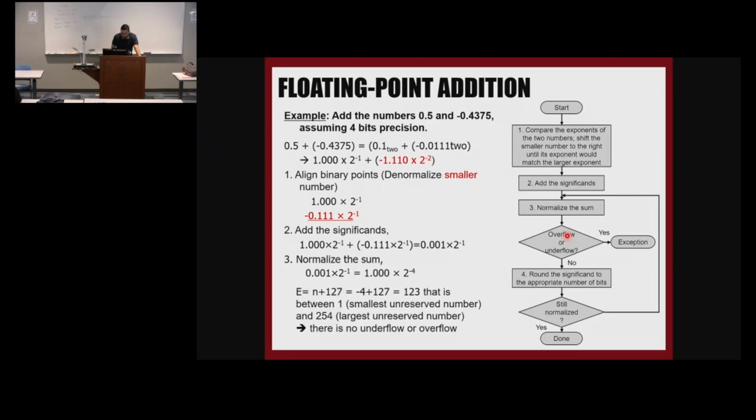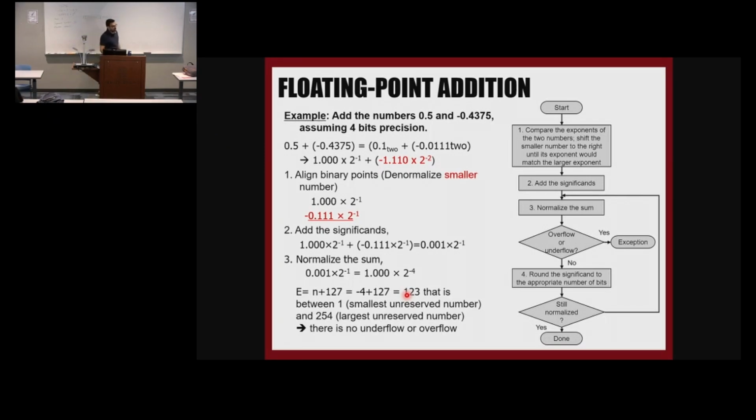Okay, overflow and underflow, it has something to do with the exponent. The exponent I'm getting here is n plus 127, negative 4 plus 127, so the exponent is 123. So it's in the range of 1 to 254. If I do the normalization at the end and my exponent is either 0 or 255, that shows an overflow or underflow, okay?